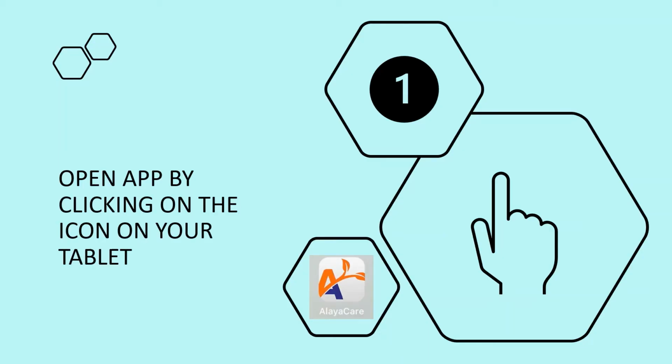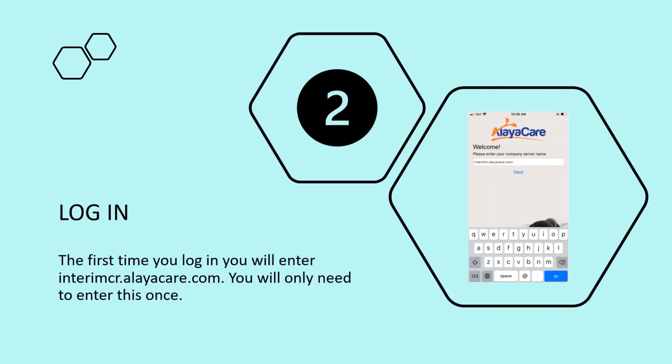So how do you use this new app? First, turn on your tablet as you normally would. Look for and click on the AlayaCare app. If you're using AlayaCare for the very first time, you'll need to enter the address associated with our account, interimcr.alayacare.com. This will only happen the first time you log in, so don't worry when you never see it again.